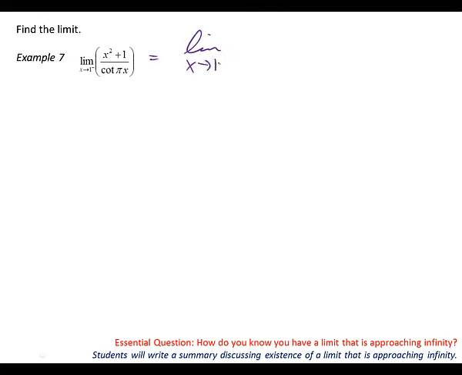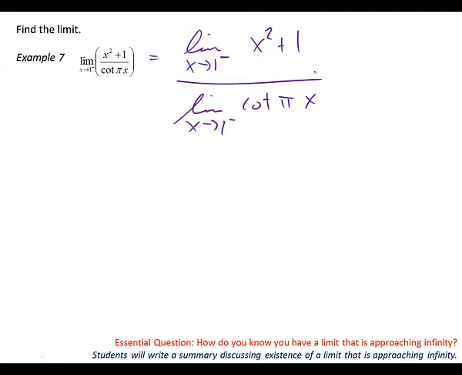So the limit as x approaches 1, I'm sorry, left-handed is a minus sign, right? Yeah, limit as x approaches 1 from the left of x squared plus 1 over the limit as x approaches 1 from the left of the cotangent of pi x. Okay, all right, so let's talk, the numerator one, I can use a direct substitution.